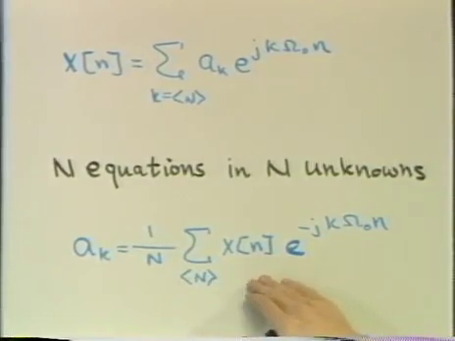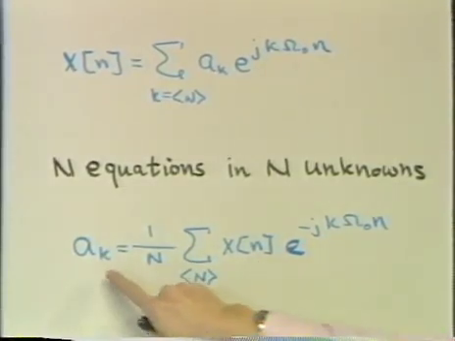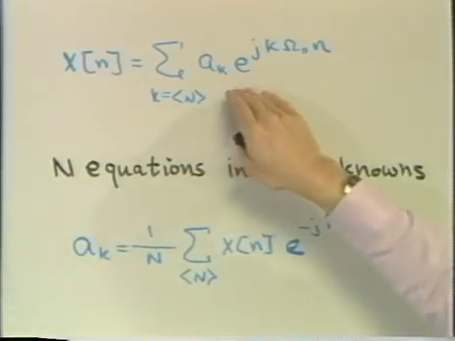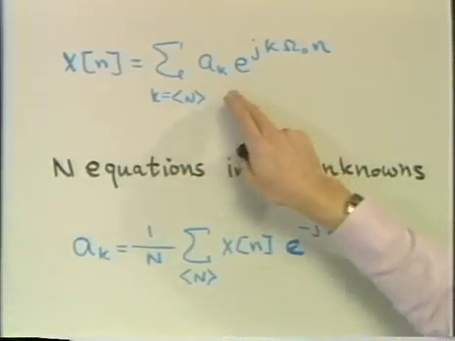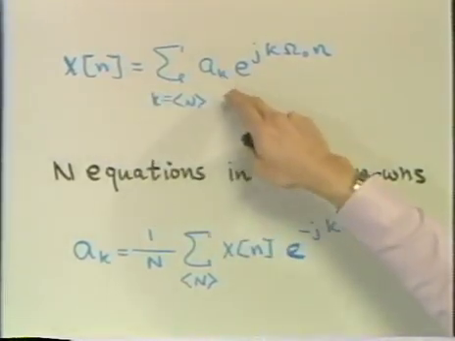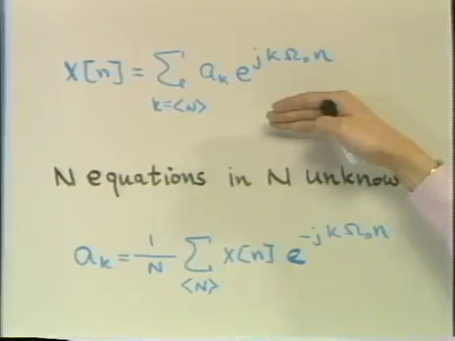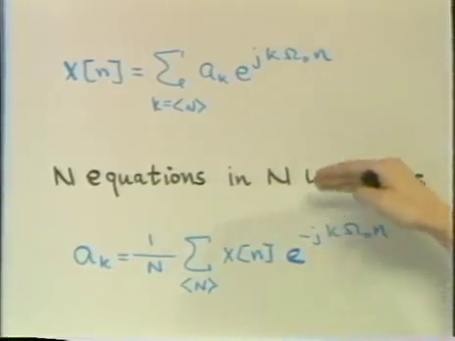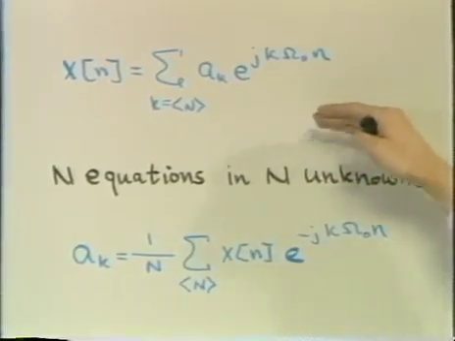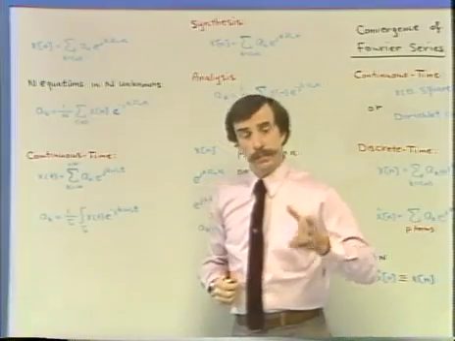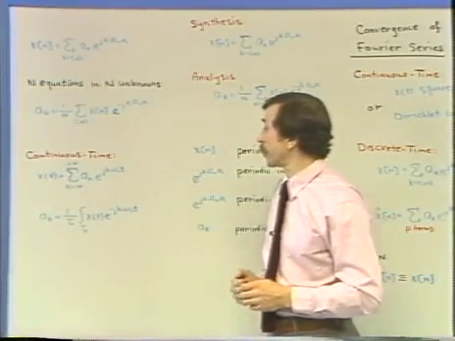And so this tells us how from x of n to get the a sub k's. And of course, the first equation tells us how x of n is built up out of the a sub k's. Notice, incidentally, that there is a strong duality between these two equations, and that's a duality that we'll return to, actually toward the end of the next lecture.